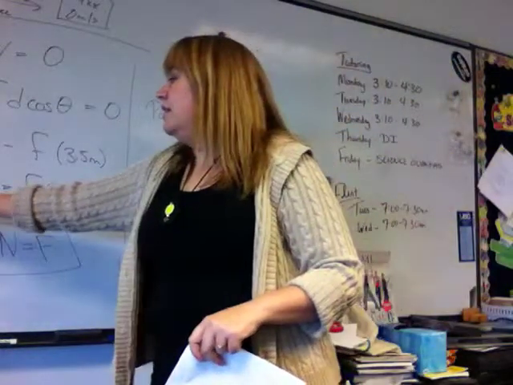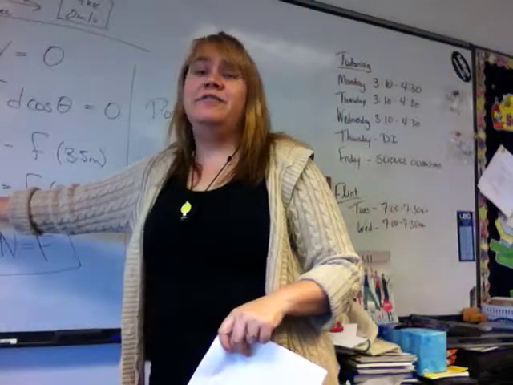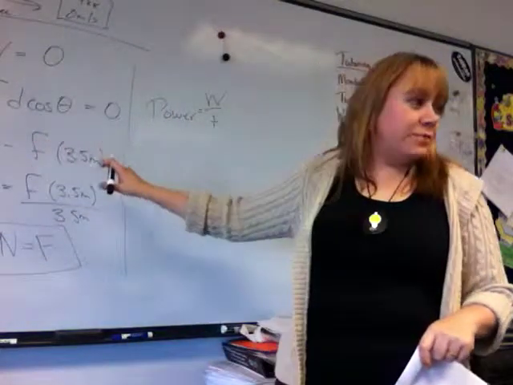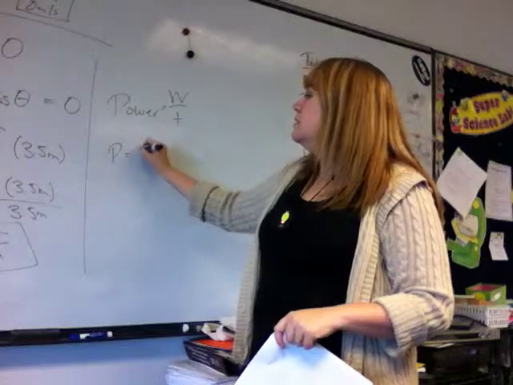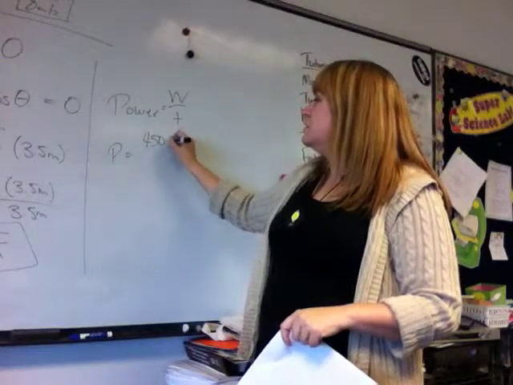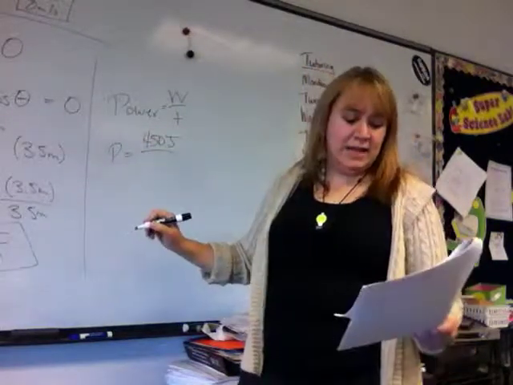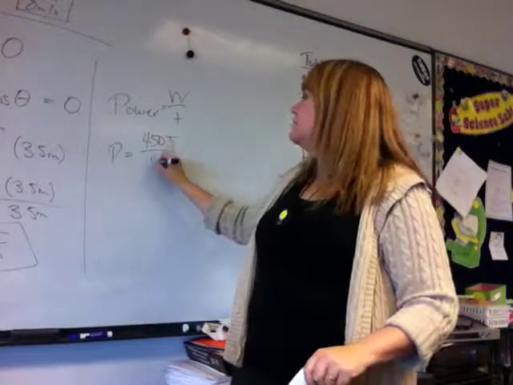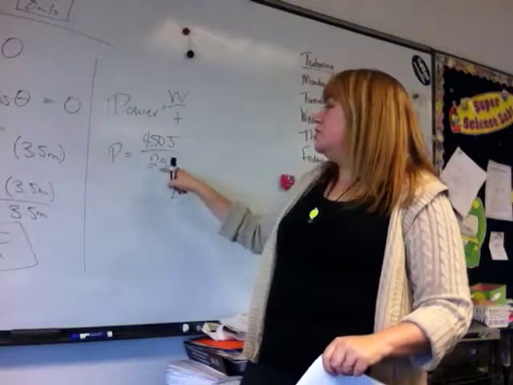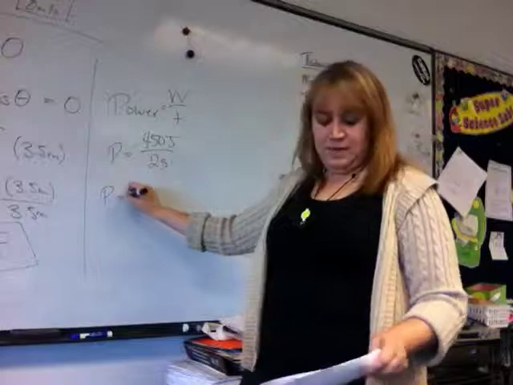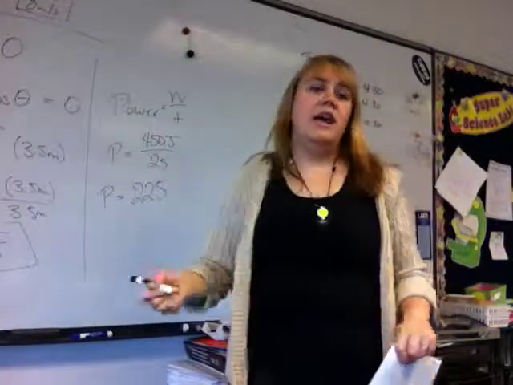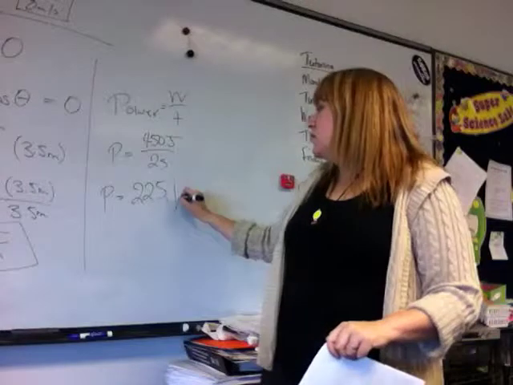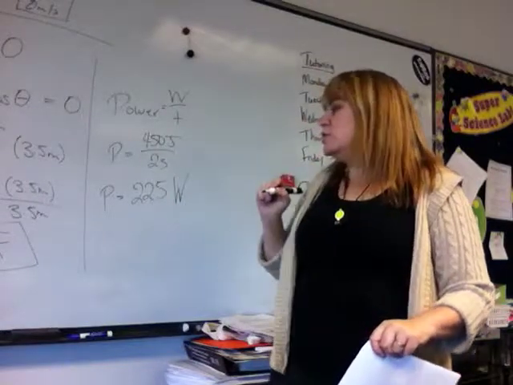It ended up, we had 450 minus 450 equals 0. So my work was 450 joules over my time, and the time it takes to slow down is 2 seconds. So 450 joules divided by 2 seconds, that means my power is 225, and our label for power is the watt. So 225 watts.